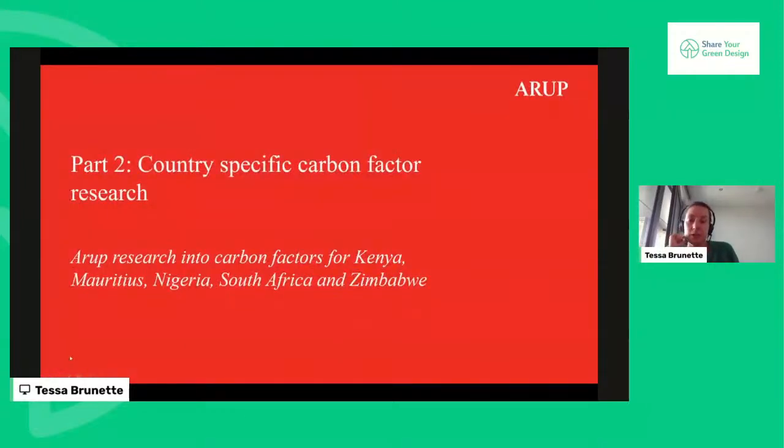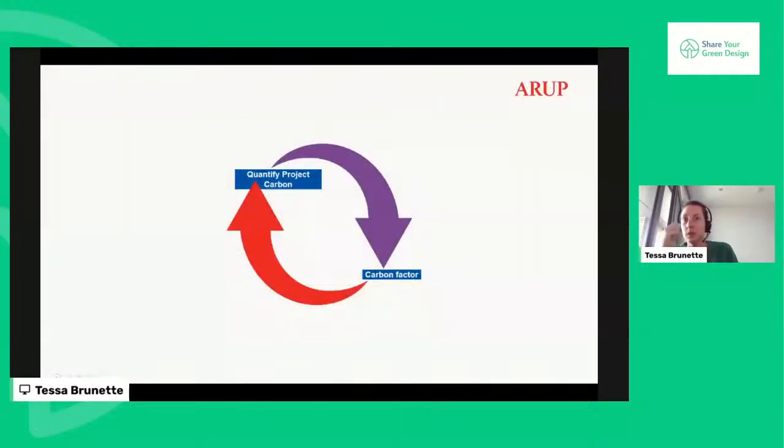So the second part of this talk is going to be around research that we have done into country-specific carbon factors for Kenya, Mauritius, Nigeria, South Africa, and Zimbabwe. So just a reminder of that process. If we look at quantifying the project carbon and the carbon factor, it's through these two aspects. So this is the volumes and this is the factor that we multiply in order to get the embodied carbon per square meter.